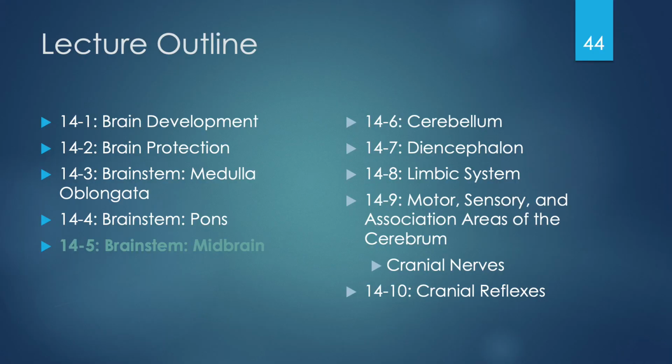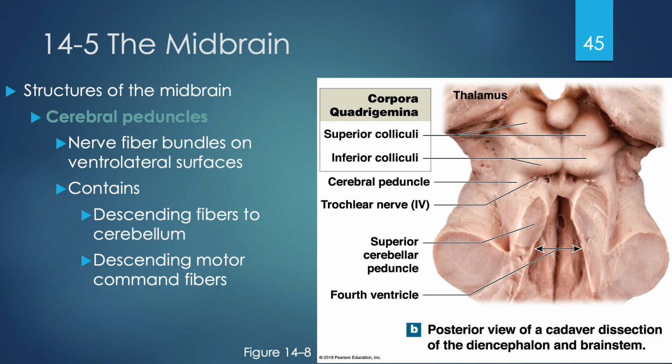Now we'll wrap up the brainstem with a discussion about the midbrain. The midbrain has a number of different structures that are a little bit difficult to ascertain one from the next, but we're going to take a look at these in the coming slides, and I hope it should make sense. So some of the structures of the midbrain you should know are the cerebral peduncles, and these are nerve fiber bundles that are on the ventrolateral surface of the midbrain, and these include descending fibers to the cerebellum, which include descending motor command fibers.